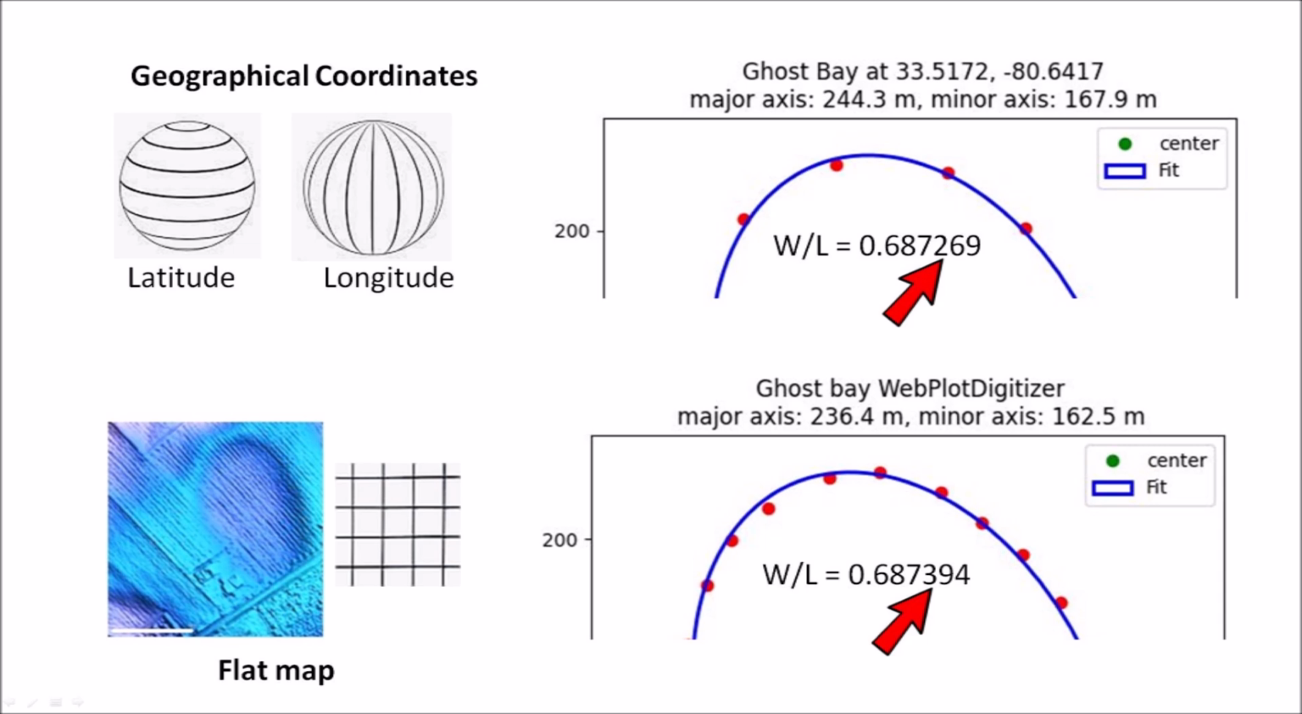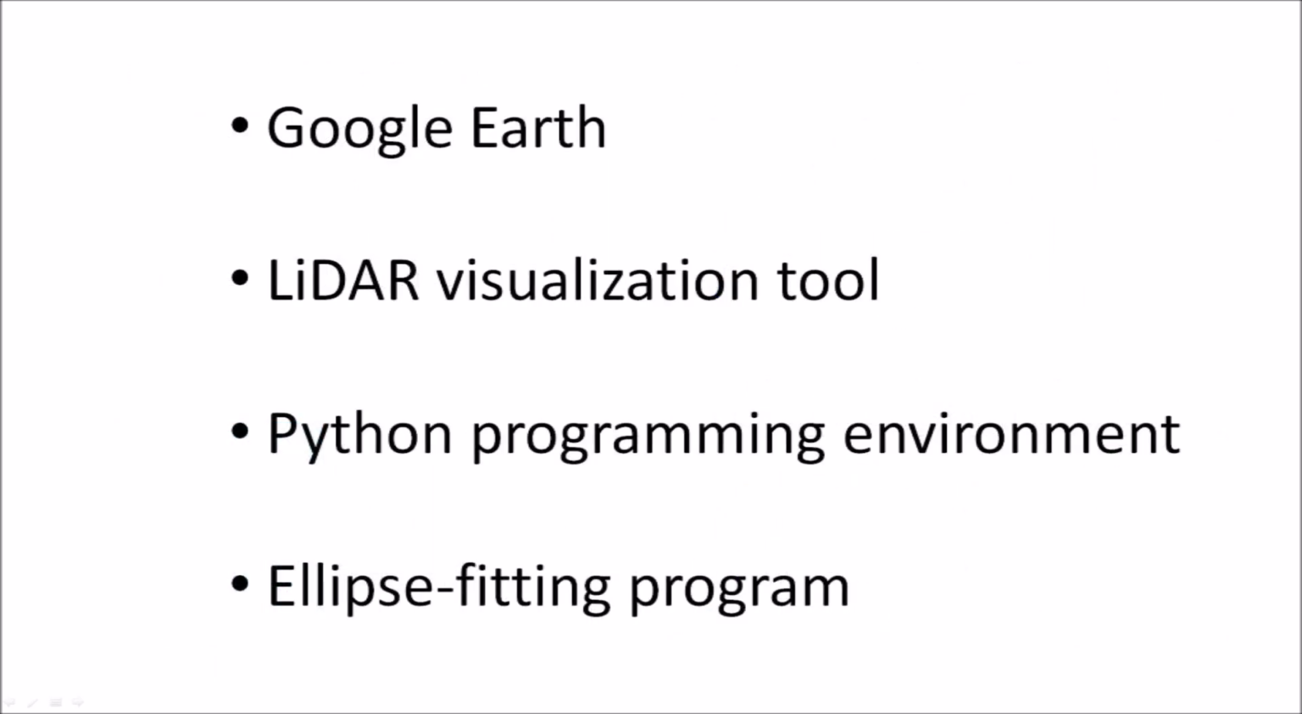A possible source of the difference in the length is that the calculation of the east-west distance using geographical coordinates has to be adjusted based on latitude because the distance between the meridians gets smaller as the meridians converge at the poles. Another source of error could be an inaccuracy in marking the endpoints of the scale in the flat map used for the WebPlotDigitizer, but probably the greatest source of error is due to the lack of a sharply defined rim for the Ghost Bay. The description of this video has links to all the resources that you need to fit ellipses to the Carolina Bays by the least squares method.